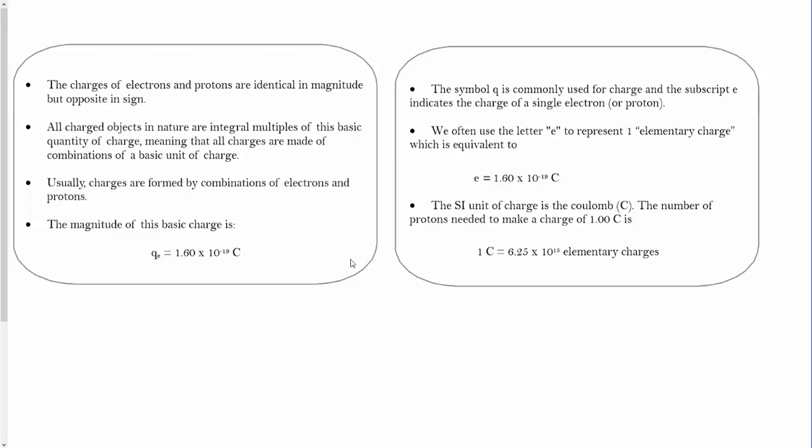Now, this seems redundant. I have 1.6 by 10 to the negative 19 coulombs written twice. And it is redundant. It was kind of on purpose because you're going to see them both written in these different forms. You're either going to say Q sub E, the charge of one elementary particle, or E. It really means the same thing, elementary charge. Also, again, the coulomb is the basic unit of charge.